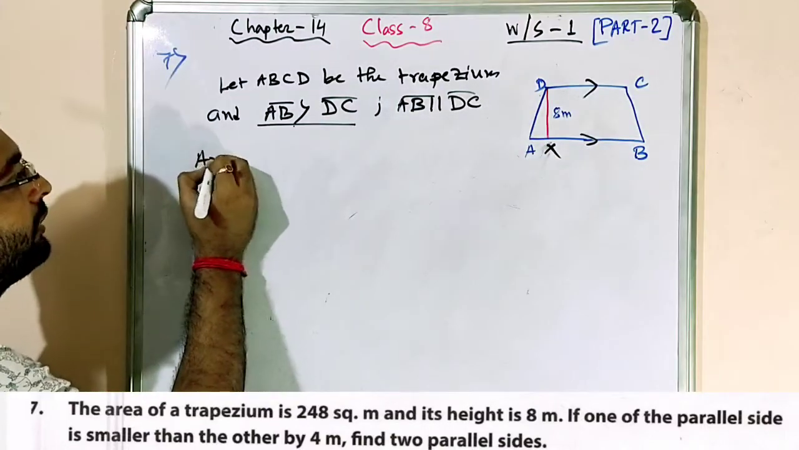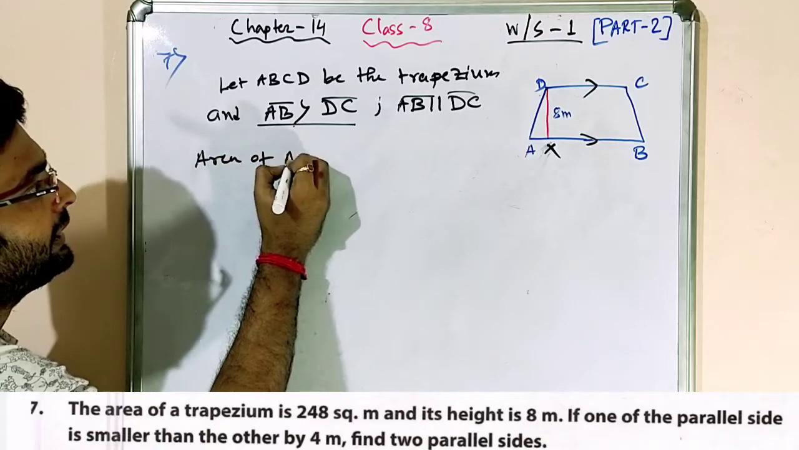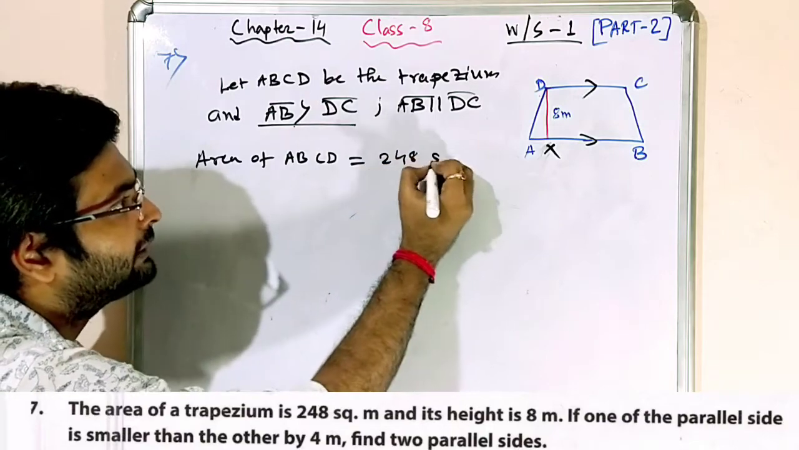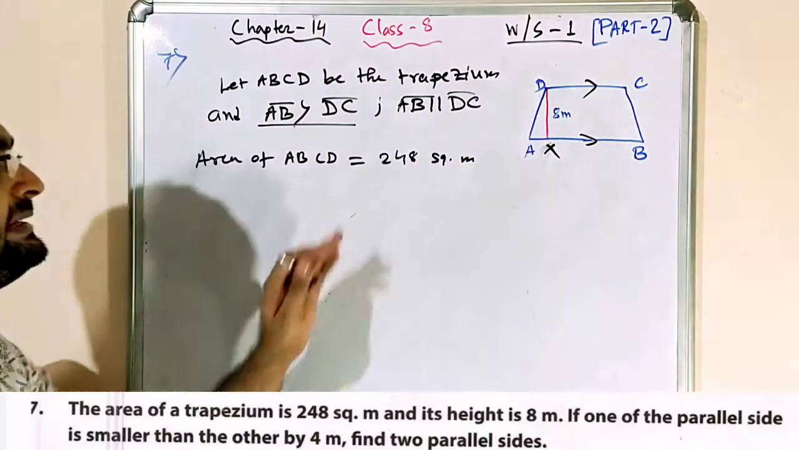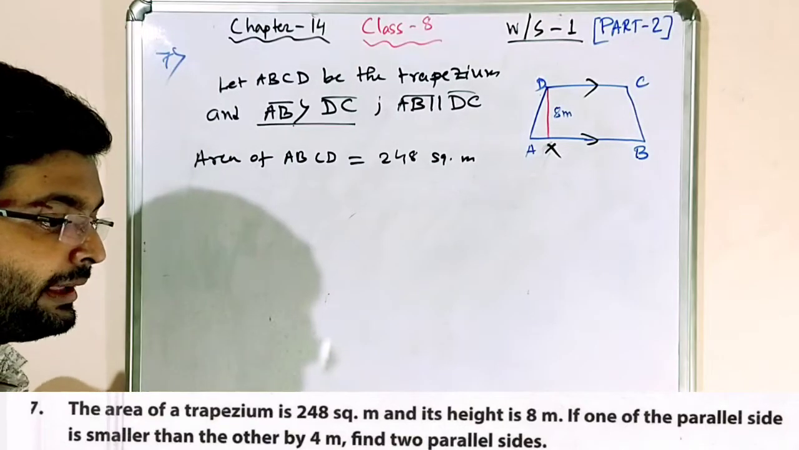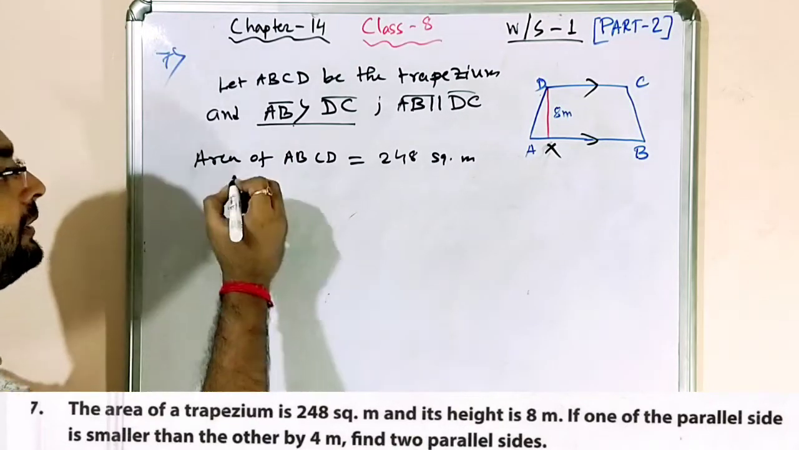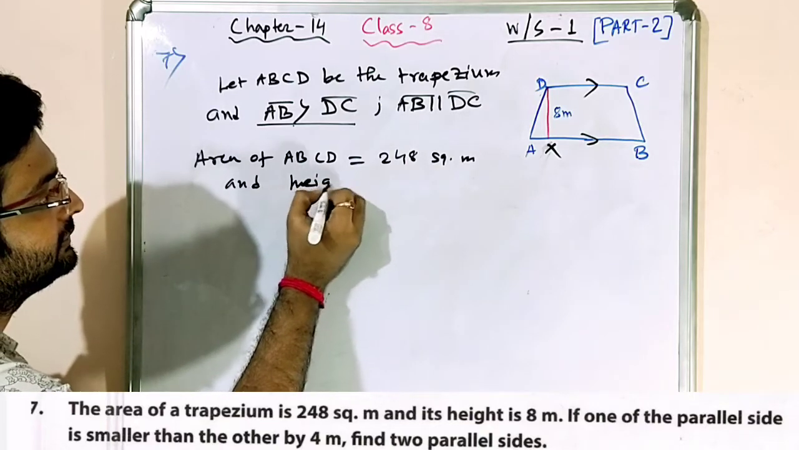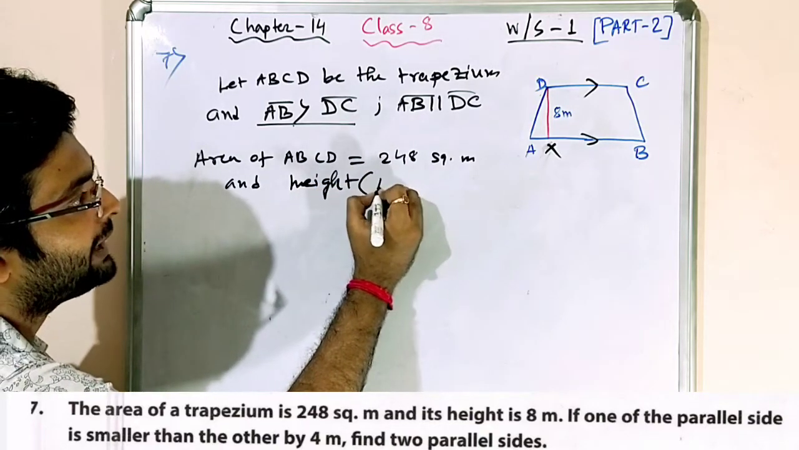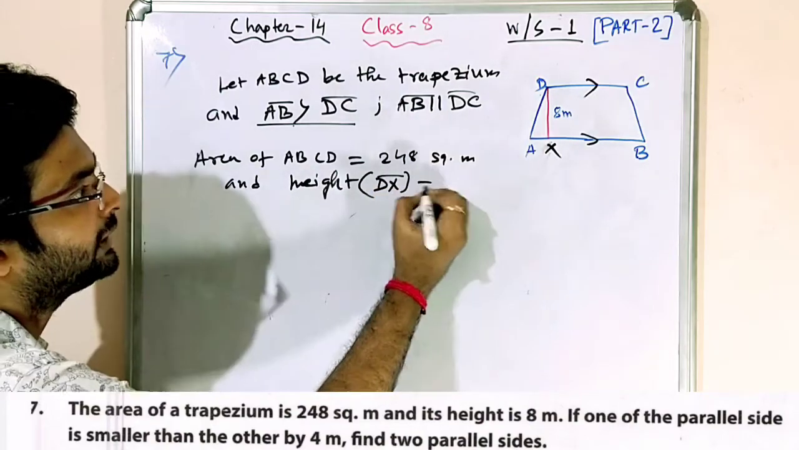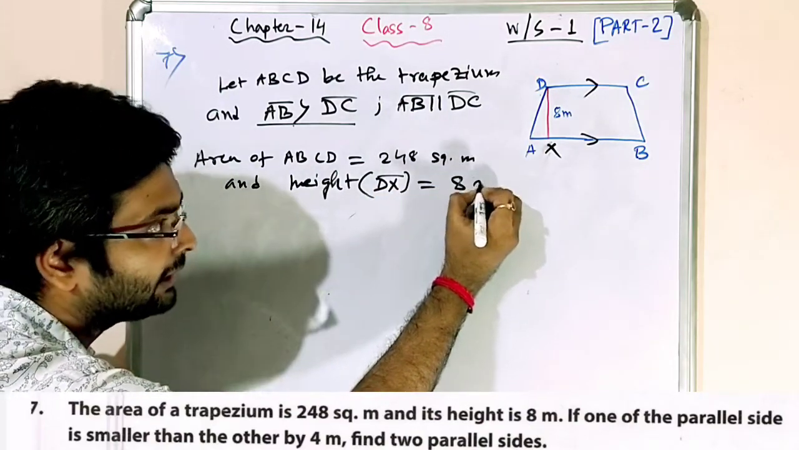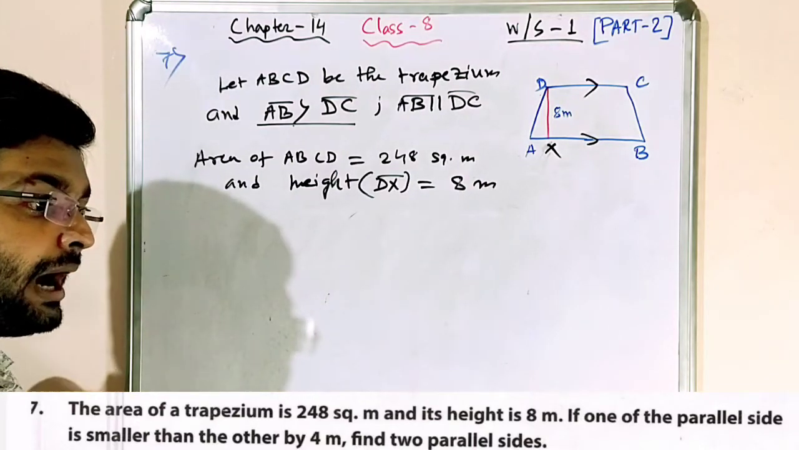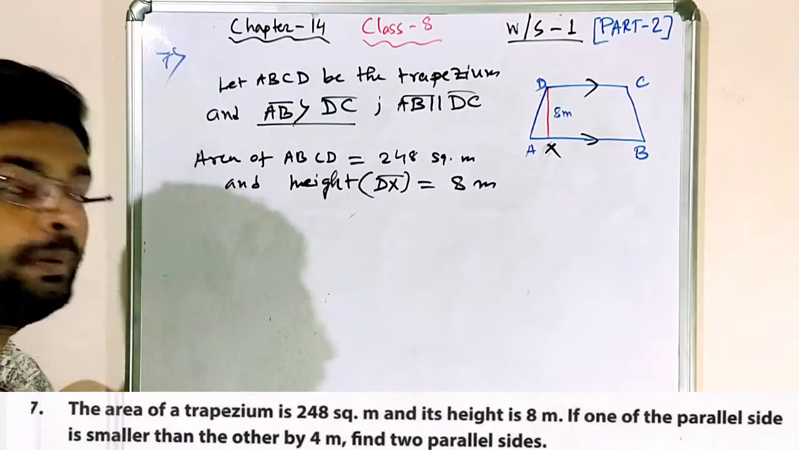Area of ABCD equals 248 square meter. And its height, in the bracket we can write DX, according to the figure, is 8 meter. If one of the parallel sides is smaller than the other by 4 meter, find the two parallel sides.